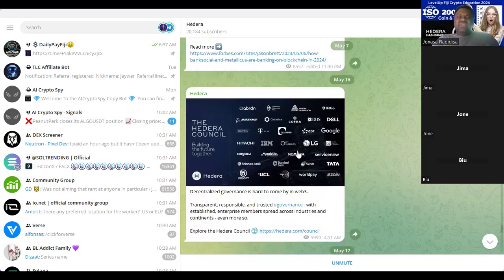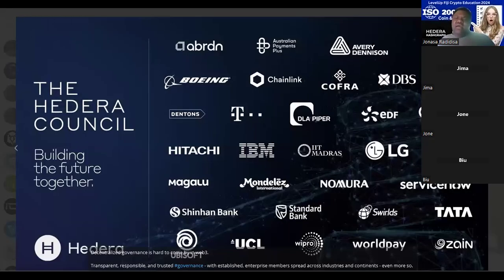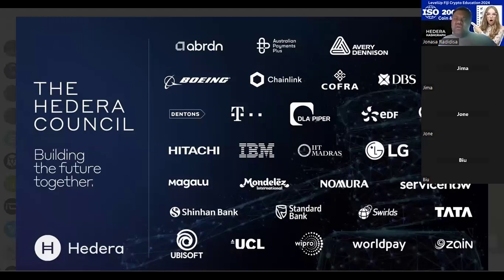This is the Hedera Council. As you can see, you can identify some of these world brands that are leading in technology today. They're building the future for the network. You can see BitGo right there.